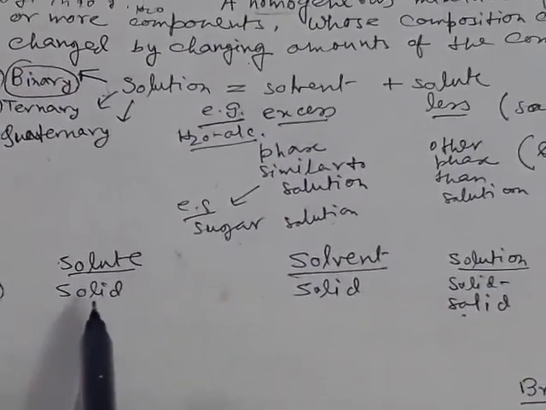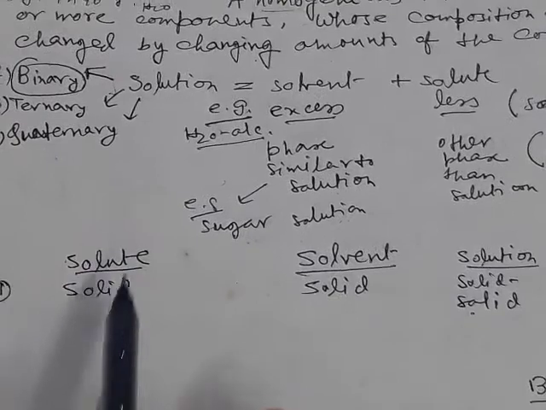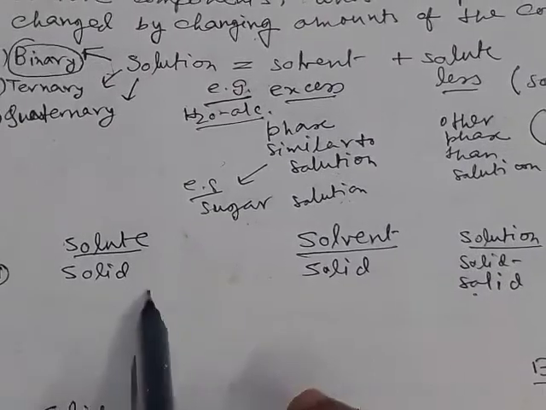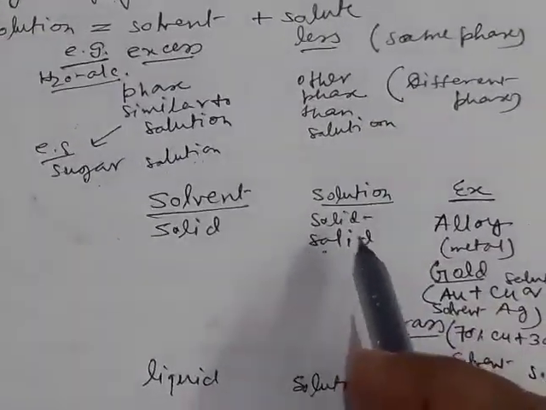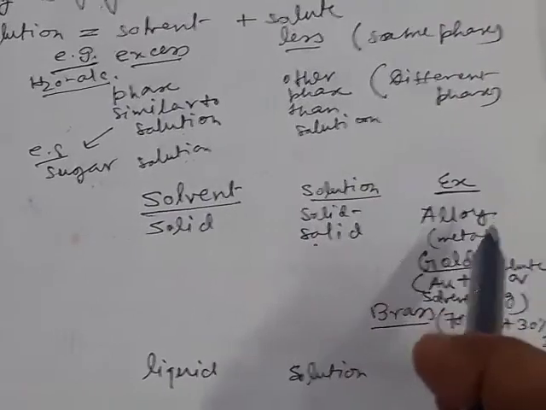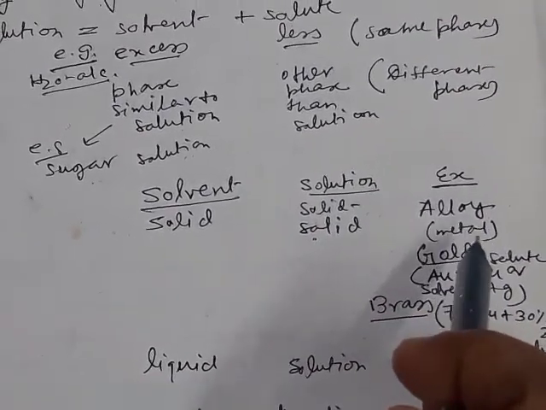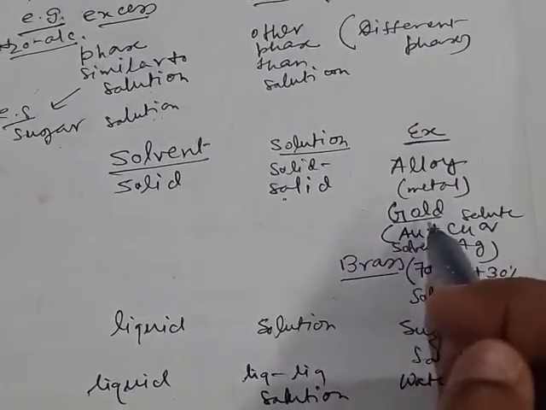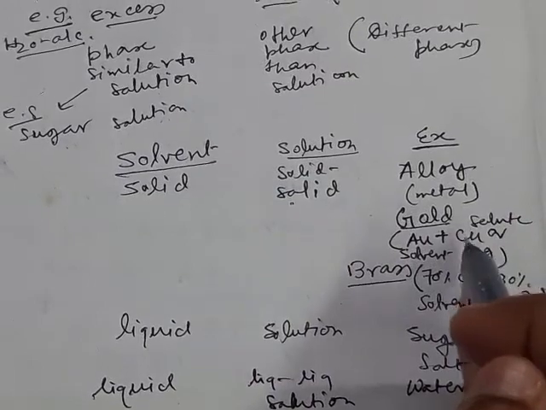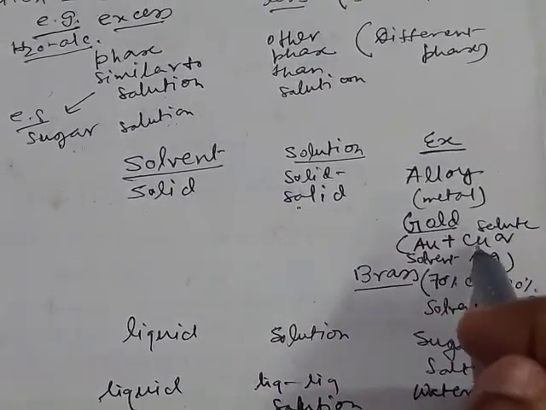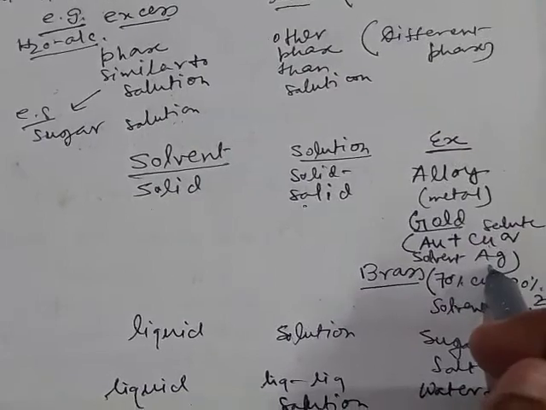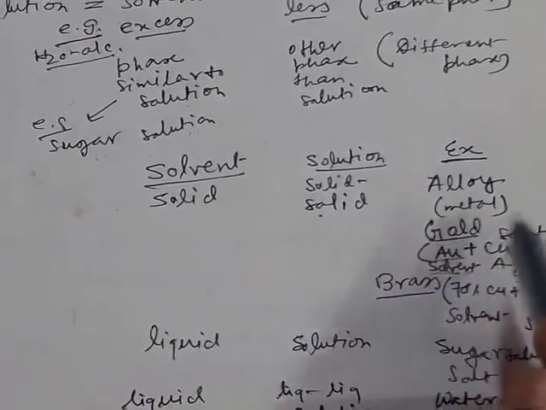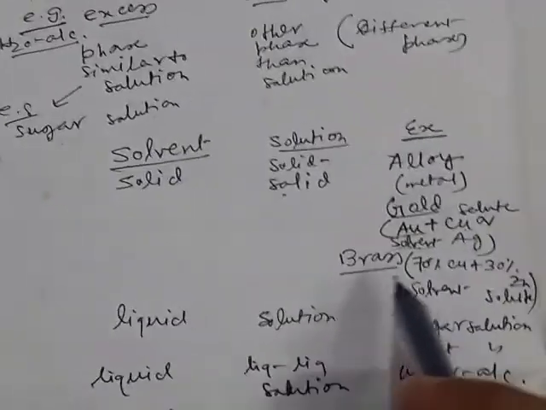Now there are different types of solutions depending on the phase of the components. If both the solute and solvent are solid, then this solution is called solid-solid solution. For example, alloy. Alloy is a mixture of different metals. Alloy is a solution, that is a solid-solid solution. For example, gold. In gold there always remains some impurity, copper or silver. So copper and silver remain in small amount, these are solute, whereas aurum remains in large amount, this is solvent. So gold is a solid-solid solution.